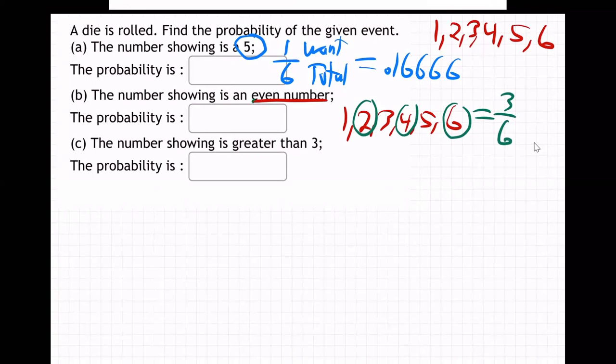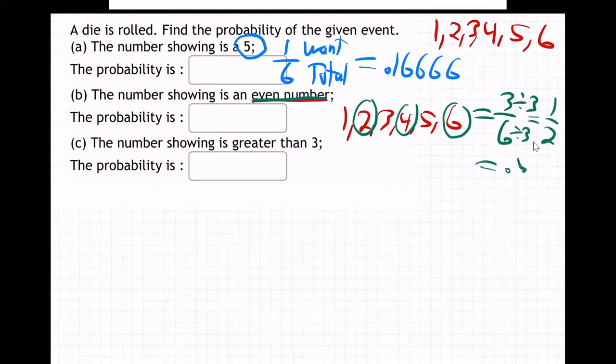So for an even number, if you want to roll a die and you're like, I really want to get an even number, well, that's 3 out of the 6 numbers. And then just reduce that, divide top and bottom by 3, and you get 1 out of 2. Or you don't have to reduce the fraction. You could just use your calculator and it'll tell you 0.5. It'll give you the decimal, and that's fine as well.